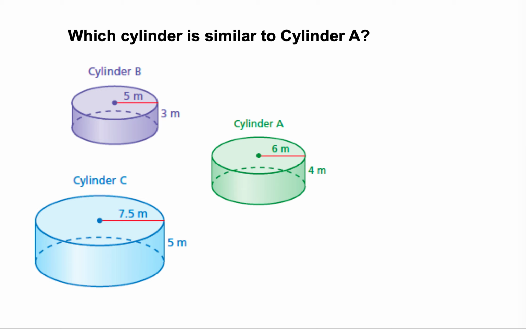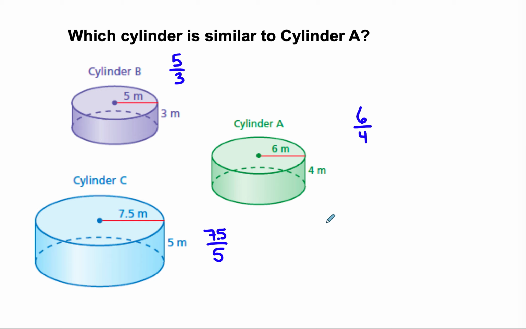So for our first type of problem, they're going to give us some different options for cylinders, and they want you to pick which cylinder is similar to cylinder A. So we're going to write a ratio of sides, and we're going to see which two sets of sides are proportional. I'm going to write it so that I have the radius on top and the height on the bottom, although it doesn't really matter. I could flip-flop it if I wanted to. Cylinder B is 5/3. Cylinder A is 6/4. And cylinder C is 7.5/5.